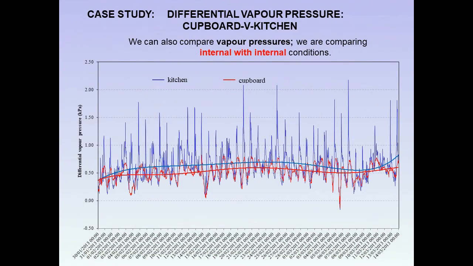We can also compare the vapour pressures in this case. In this case, we are comparing internal with internal. And again, we can see that the vapour pressures are very, very similar. So we have the same amount of water vapour in the air, in the kitchen and in the cupboard. So again, there is no extraneous source of water being added to the cupboard. The mould was simply due to the very high relative humidity due to the very low temperatures in the cupboard.